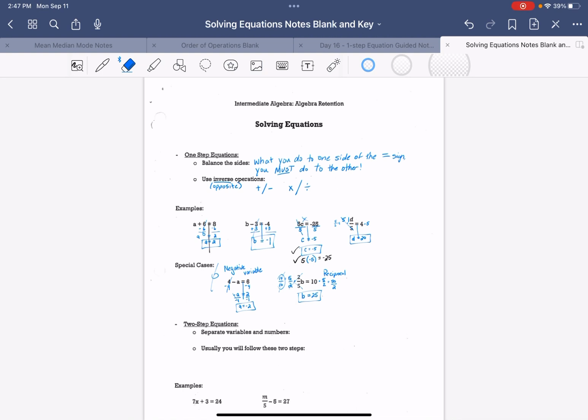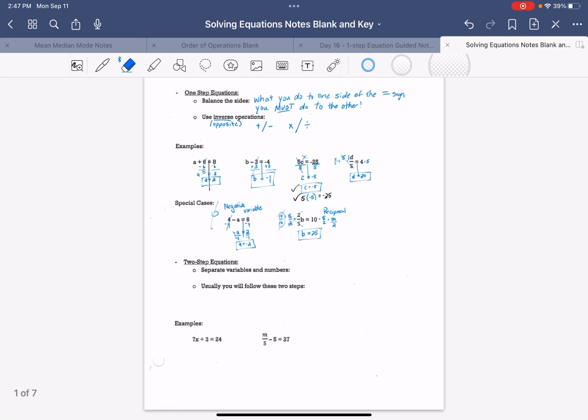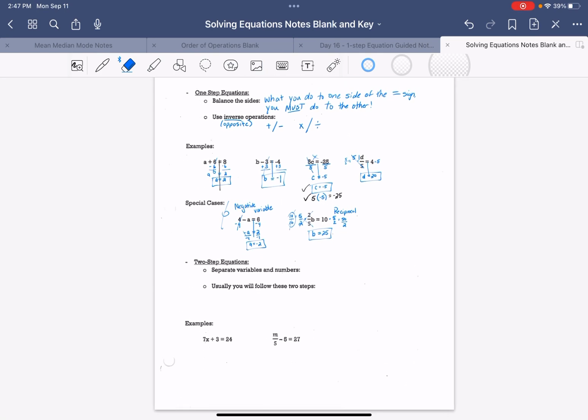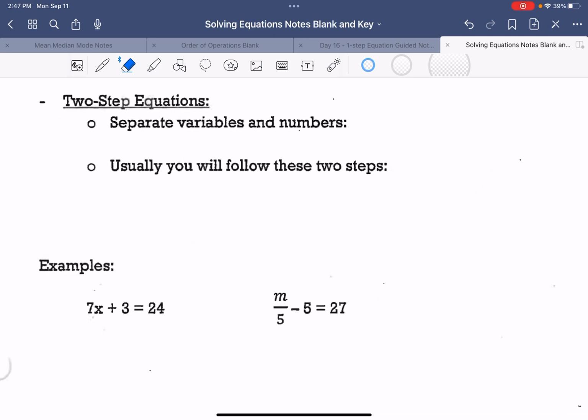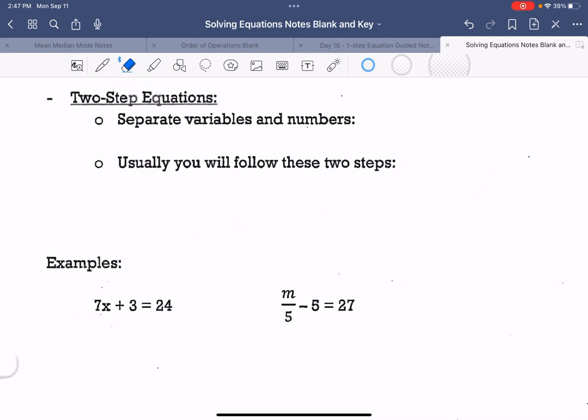So you probably filled this out earlier, and now what I want you to do is go halfway down, or two-thirds of the way down the page to where it says two-step equations. Okay, so now that you know the basics with the one-step equation where you are going to isolate your variable and have your letter on one side and your numbers on the other side, we're just going to add in one extra little step.